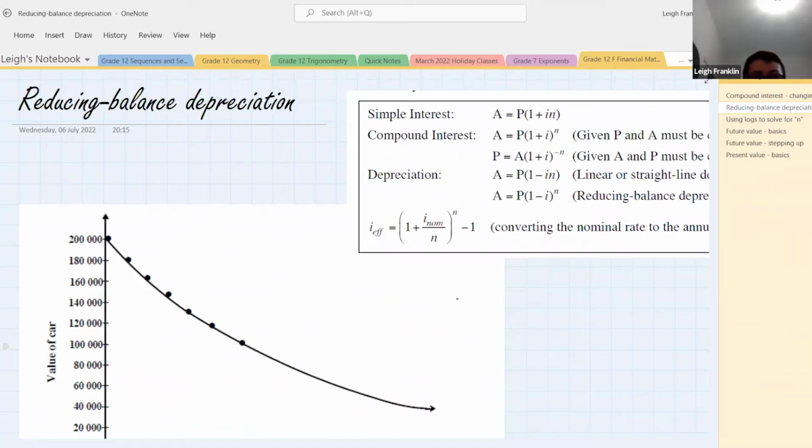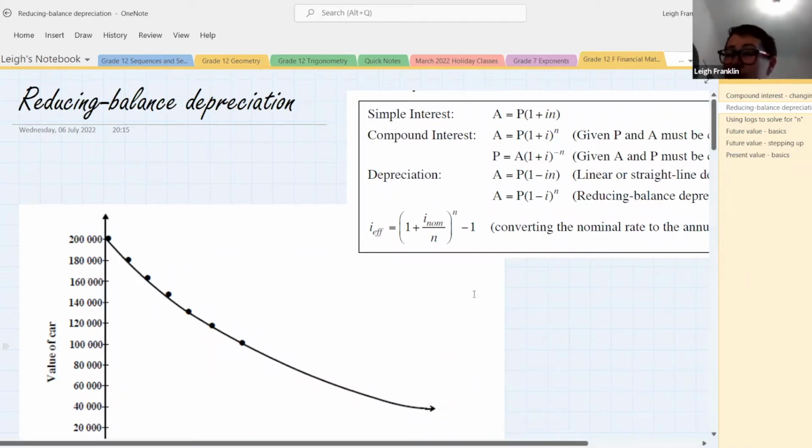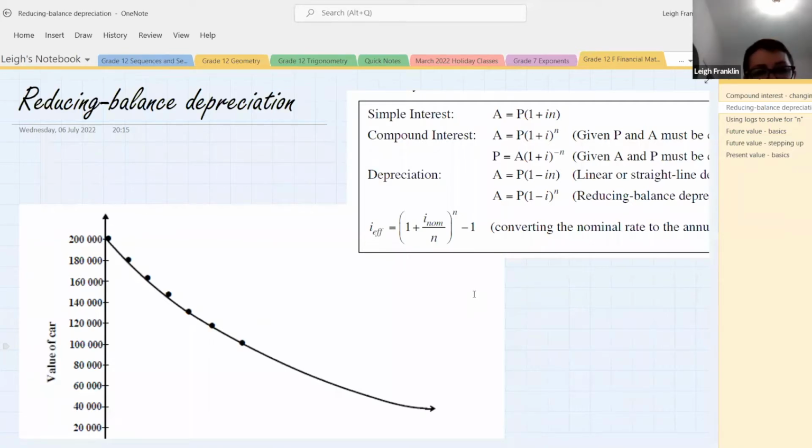Then the other thing that we spoke about, just very briefly, because it was the end of the lesson, was reducing balance depreciation. And I just want to go through that again very quickly and show you a couple of examples, because both compound interest and reducing balance depreciation are things that are asked in matric. And the matric financial maths with future value and present value is actually very difficult. So these are our marks, certainly on compound interest and reducing balance depreciation. Those are sort of our level 1, level 2 questions that we should all be able to get right.